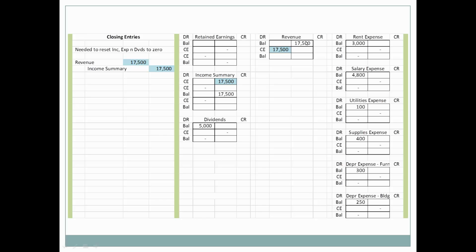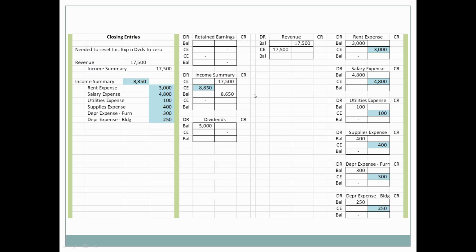We had revenue. We had a beginning balance in revenue of $17,500. By preparing this closing entry of $17,500, I now see that my debits equal my credits. When the debits equal the credits, that means that there's a zero balance. Next, we can see that we've cleared this out, and now we've credited it to income summary. So income summary will have a closing entry of $17,500.